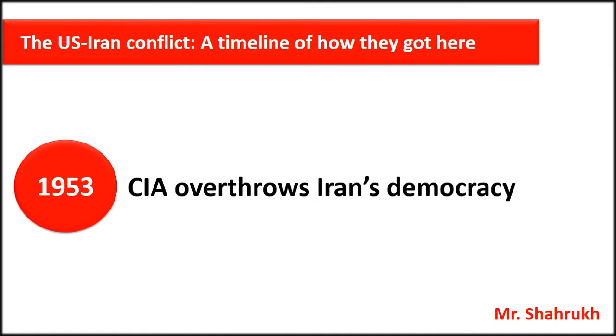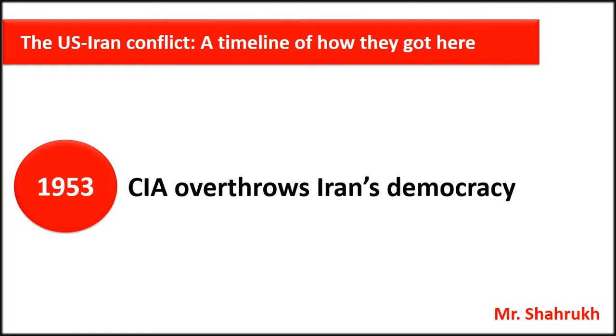In 1953, CIA overthrows Iran's democracy. The US helps stage a coup to overthrow Iran's democratically elected Prime Minister Mossadegh. He had moved to nationalize the country's oil fields, a move the US and Great Britain saw as a serious blow, given their dependence on oil from the Middle East.